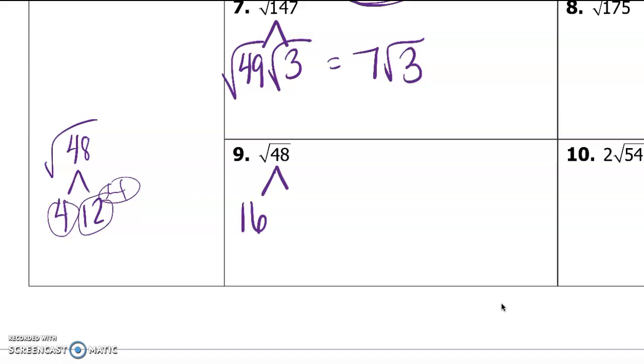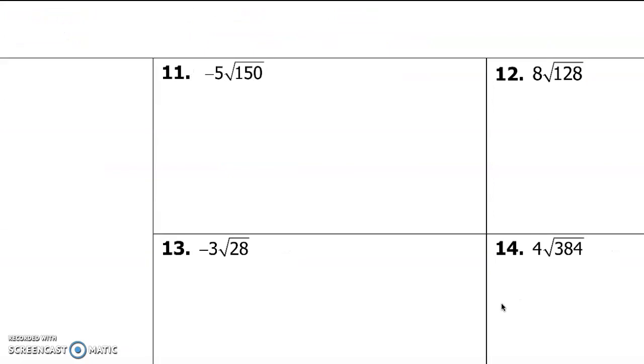So if you find one number that goes in, you need to check and make sure the leftover number doesn't have a square root also. So 48 is 16 times 3. Square root, our final answer is 4 square root of 3. These last few just have a number in front. Again, all that means, since there's nothing in between those two, is multiplication.